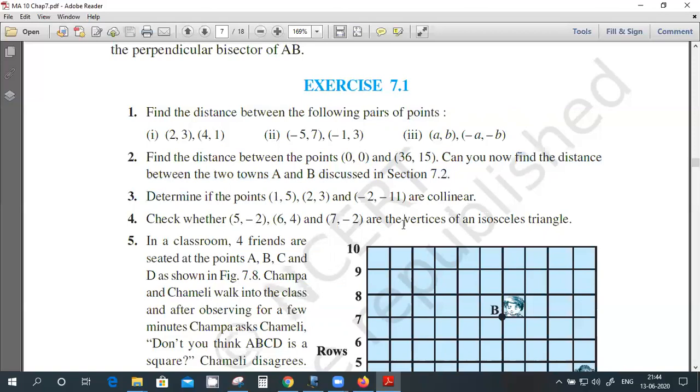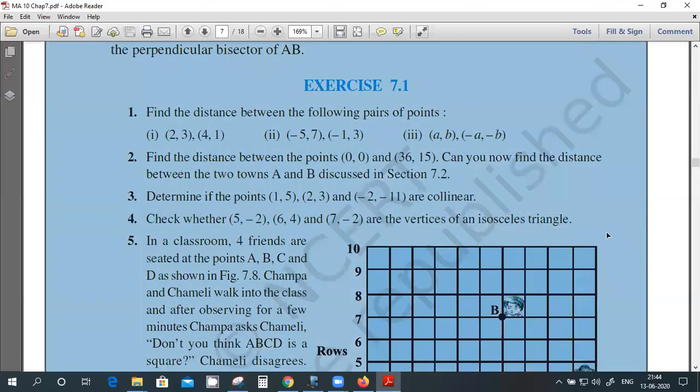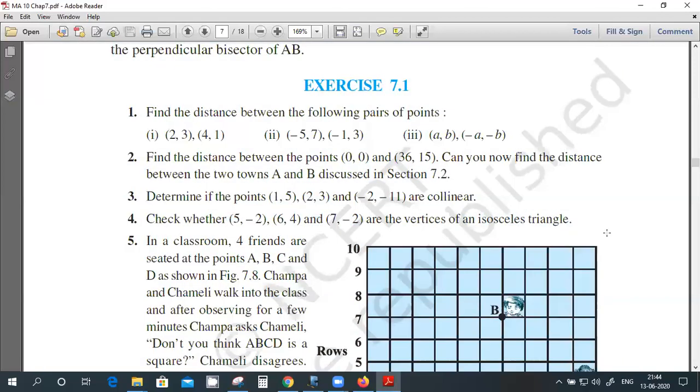Again, three points are given and you have to find whether it's an isosceles triangle. That means two sides should be equal. Find the distance between these two, then these two, and then the first and the third one. Check whether two lengths are matching.